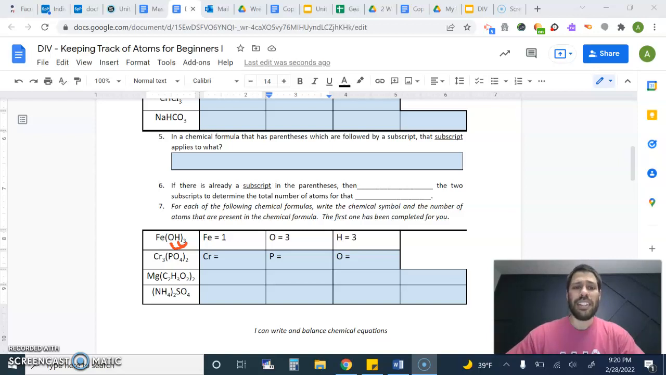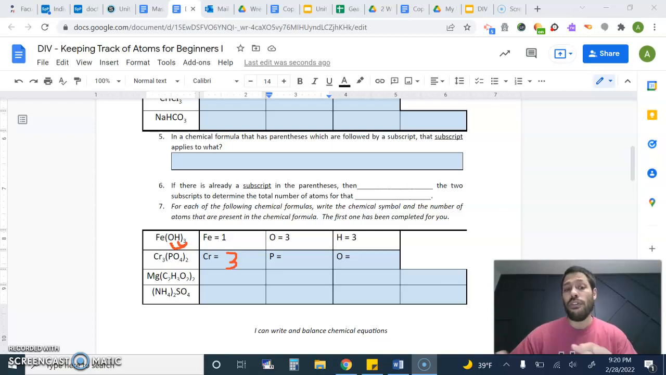Now, let's go ahead and take a look at the next problem. Here I have Cr3, PO4 in parentheses with a 2 on the outside. I have each element listed. I have a Cr, I have a P, and I have an O. Each element for each box. I have 3 Cr's listed right here, not in parentheses, but that 3 is right after. So I have 3 Cr's.